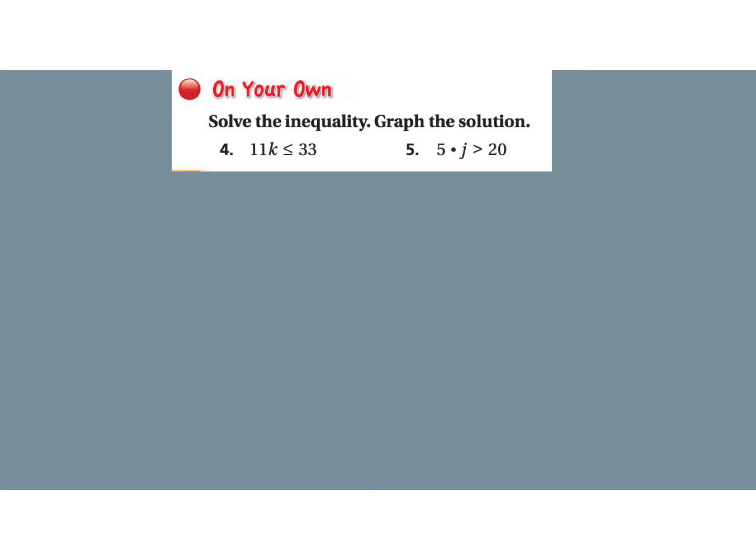Solve the inequality and graph the solution. 11k is less than or equal to 33. Well, let's divide both sides by 11 because we want those to cancel out, then we get the k by itself. 33 divided by 11 is 3. I don't have a number line, so you can always quick draw your own number line. There's 0, 1, 2, 3. Less than or equal to 3, so it's a closed dot, but it's less than, so we're going to go to the left.